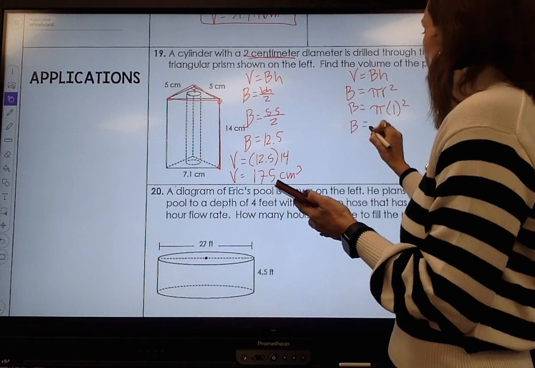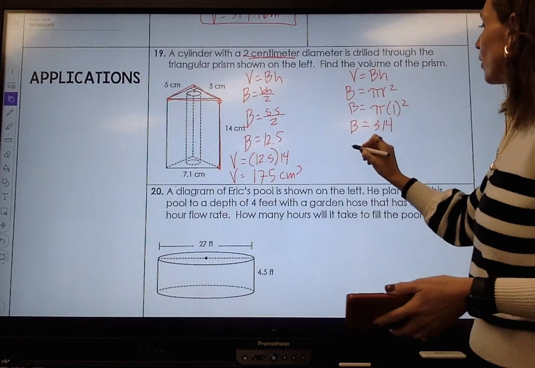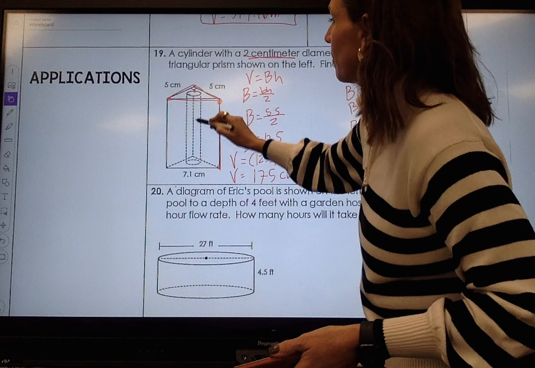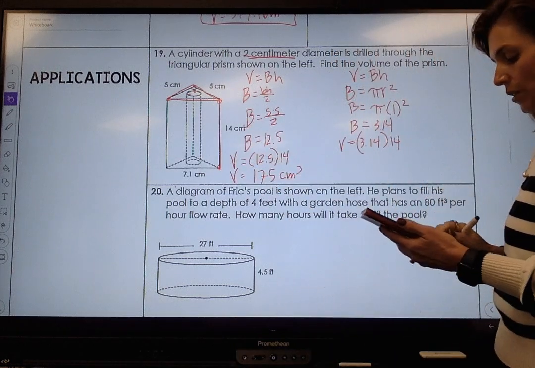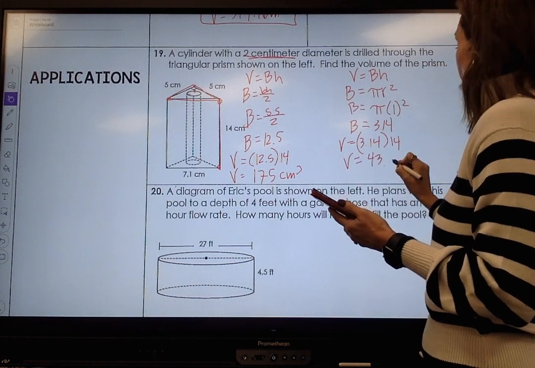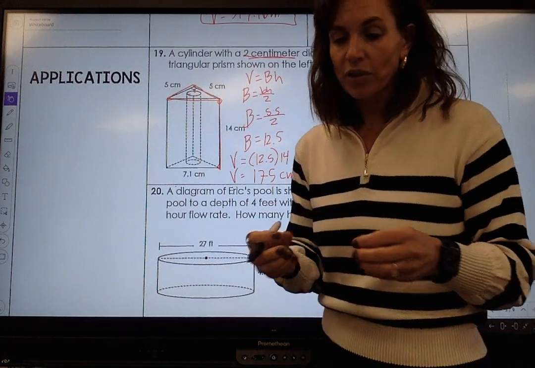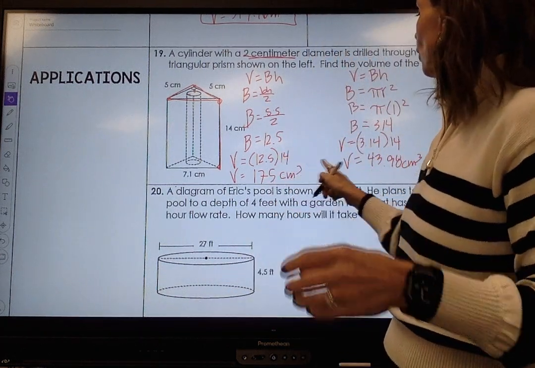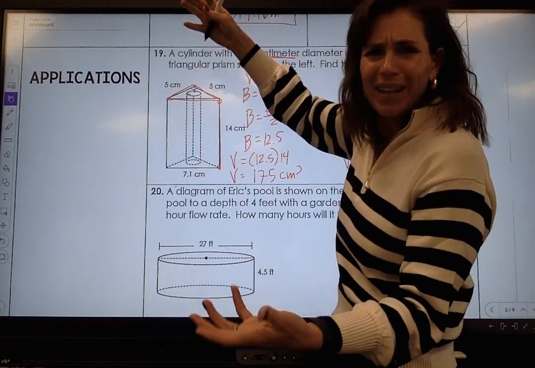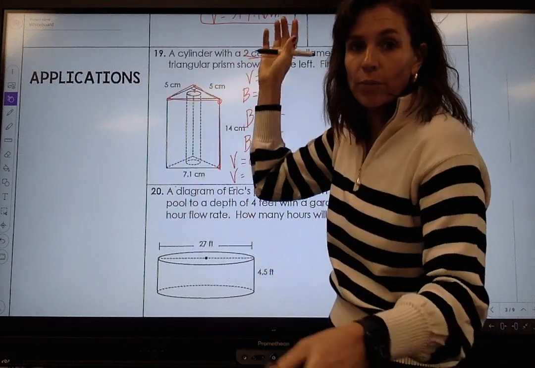So big B is 3.14. And now we're going to multiply it by the height, and the height is still the same. The distance is still 14. So when I do that, I get the volume is 43.98 centimeters cubed. So now what I'm going to do is subtract those two numbers, because this is the volume of the triangular prism, and now I'm going to subtract out the volume of that cylinder.